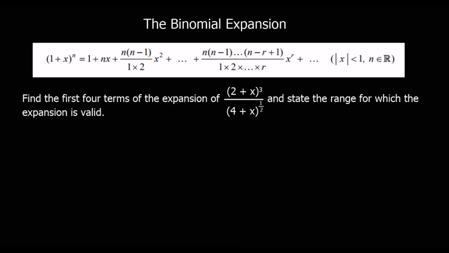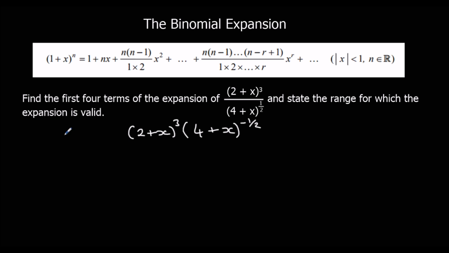So here's another question. If you want to pause the video, give this one a go, and then press play when you're ready to go through. So we've got two expansions multiplied together. We've got (2 plus x) cubed multiplied by (4 plus x) to the power of minus a half.